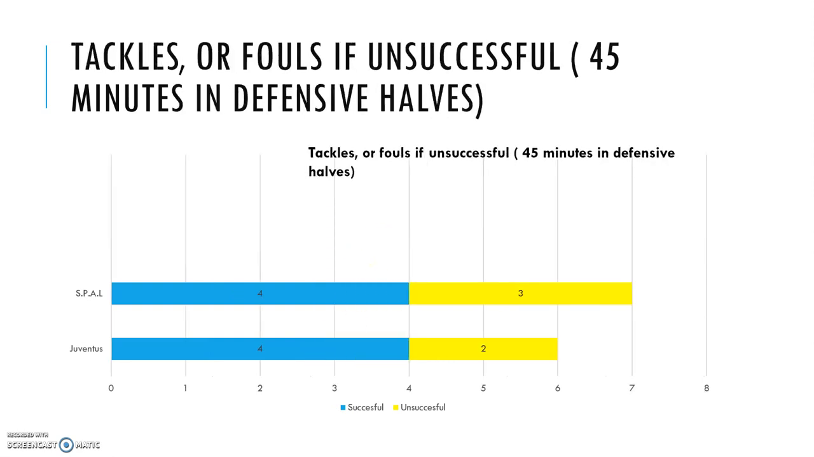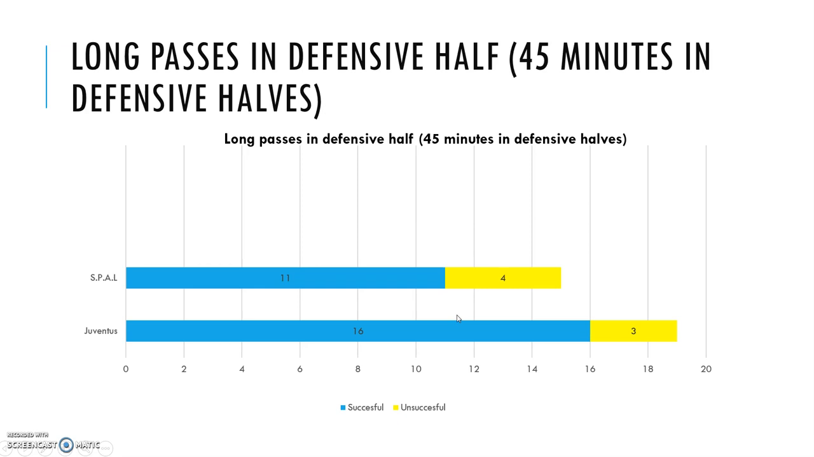Tackles, or fouls if unsuccessful. SPAL did 4 successful tackles as well as Juventus, so they both did the same, and SPAL did 3 unsuccessful tackles compared to Juventus' 2. And then the last one, long passes in the defensive half. SPAL made 11 of these passes successfully, whereas Juventus did this 16 times. So Juventus had the ball for longer in terms of possession, making the long passes, and also unsuccessful long passes with 4 compared to Juventus' 3. So Juventus are quite good at keeping the ball in terms of the long passes.